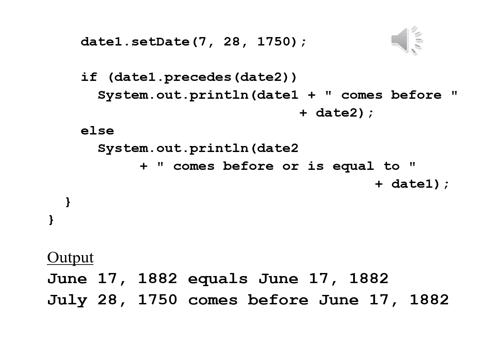Below we see the output. June 17th, 1882 equals June 17th, 1882. July 28th, 1750 comes before June 17th, 1882. It works exactly as it's supposed to.